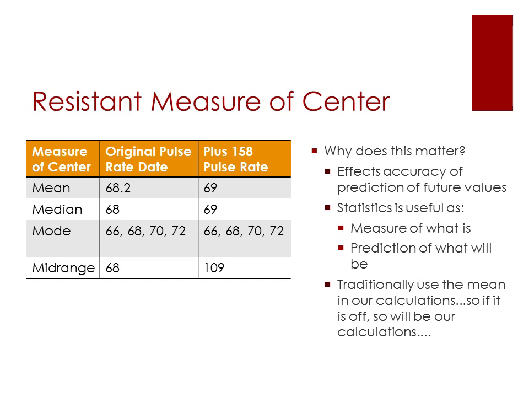So, if I'm using a measure of center that is easily affected by a single outlier, that may undercut the accuracy of my predictions. Traditionally we use the mean in our calculations. So if it is off, so will be our calculations. So we need to pay careful attention to this.